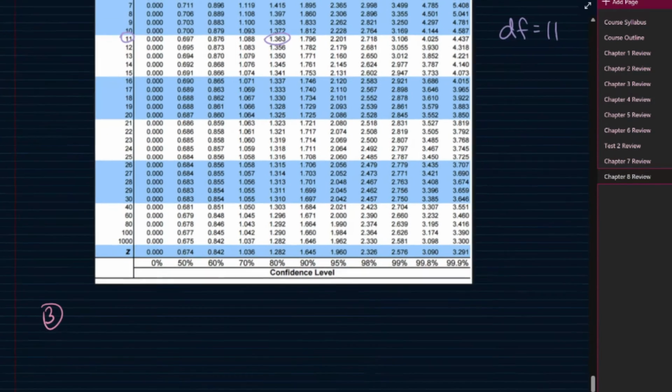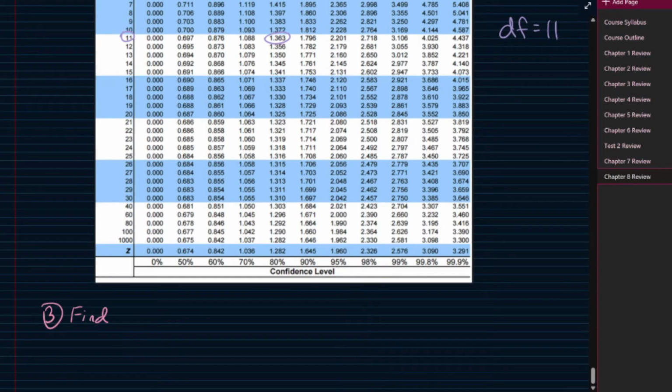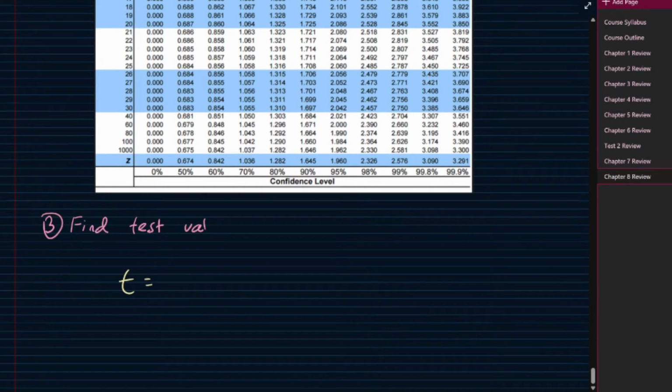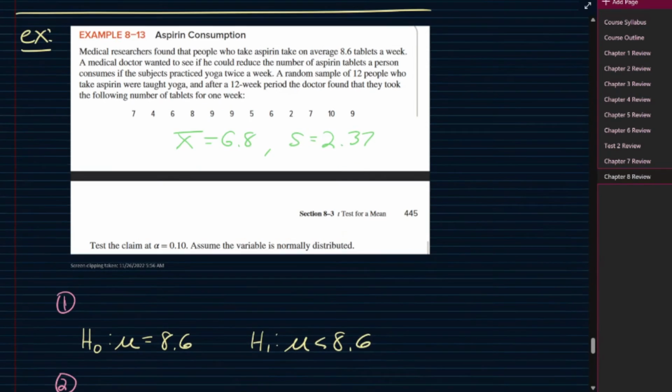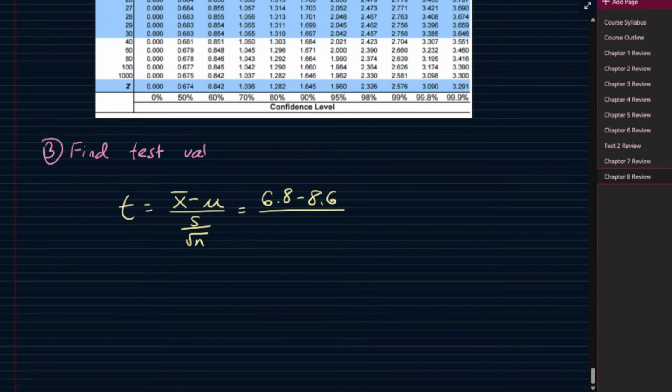Now we find the test value. Just plug everything into our formula. What do we get in this case? Our x bar is 6.8. Our mu is 8.6. Our s is 2.37. And our n is 12.